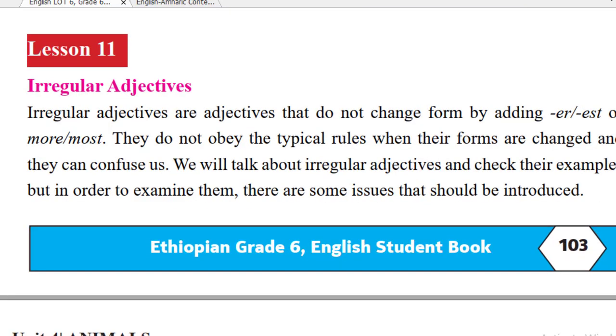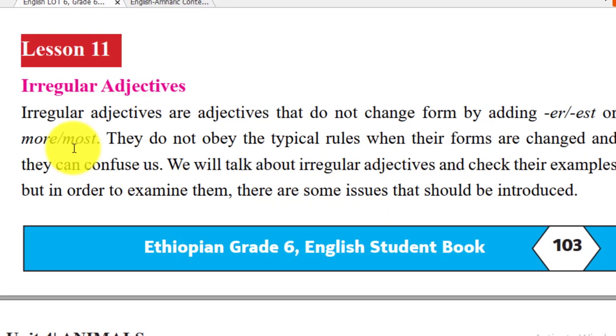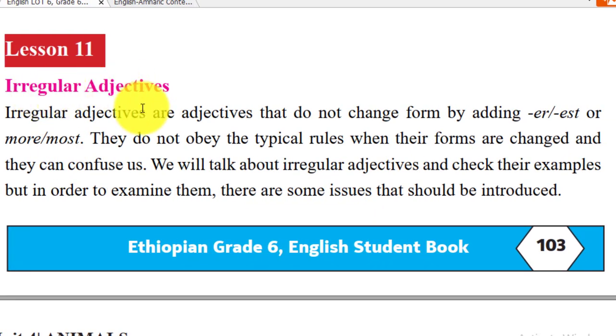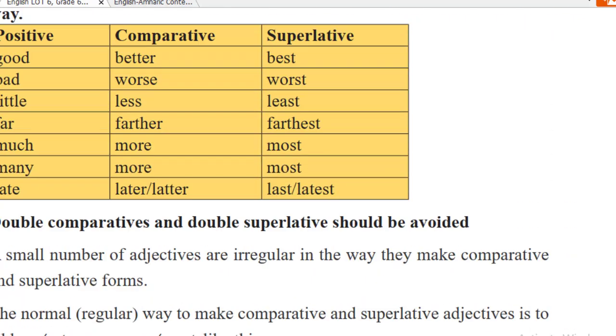We try to write the forms down this way. Don't forget to learn them by heart, so try to memorize them. In lesson 11 we come to irregular adjectives. They change their forms. Irregular adjectives are adjectives that do not change form by adding er or est, or more and most. They do not obey the typical rules when their forms are changed, and they can confuse us. If we compare two things we add er, or for superlative with three or more we use est, or more and most. But these don't follow this rule, so they should be learned by heart.